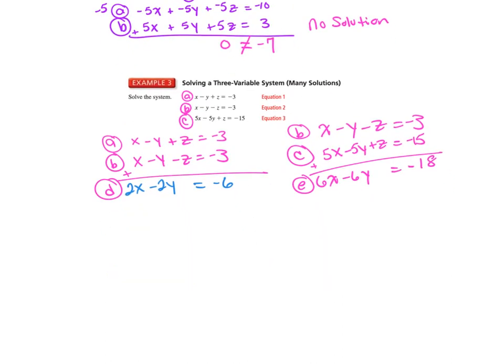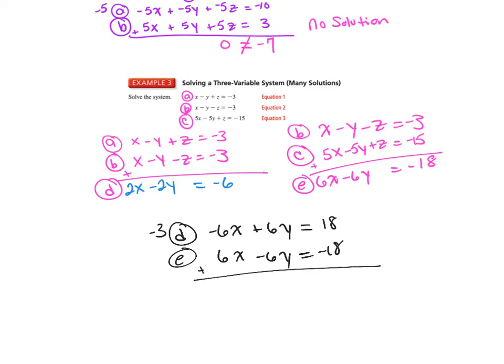All right, so we need to use equation D and equation E and eliminate one of those two variables, either x or y. I'm going to eliminate x, so I'm going to take equation D and multiply it by -3, so it makes those x's exactly the opposite. And then I'll just take equation E just like it is. So -3 times equation D is -6x plus 6y equals +18. And then I'm going to write equation E, which is 6x minus 6y is equal to -18.